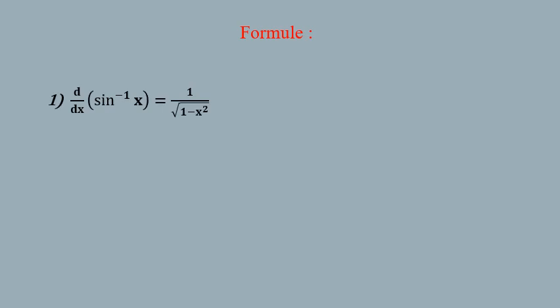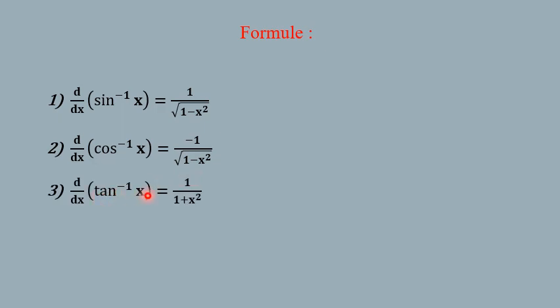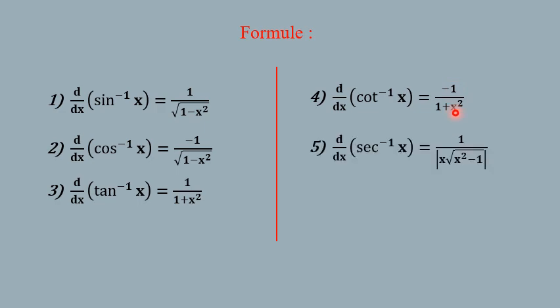Okay, so first, the derivative of sine inverse x is 1 upon under root 1 minus x square. Second, the derivative of cos inverse x is minus 1 upon under root 1 minus x square. Third, the derivative of tan inverse x is 1 upon 1 plus x square. Fourth, the derivative of cot inverse x is minus 1 upon 1 plus x square. Next, the derivative of sec inverse x is 1 upon modulus x under root x square minus 1. And the last, the derivative of cosec inverse x is minus 1 upon modulus x under root x square minus 1.